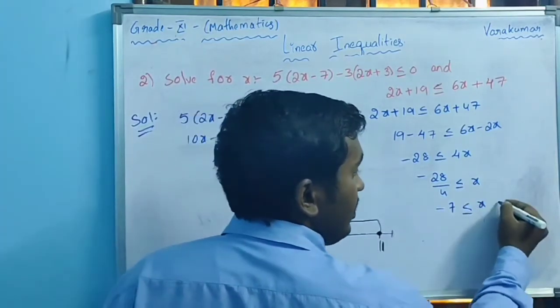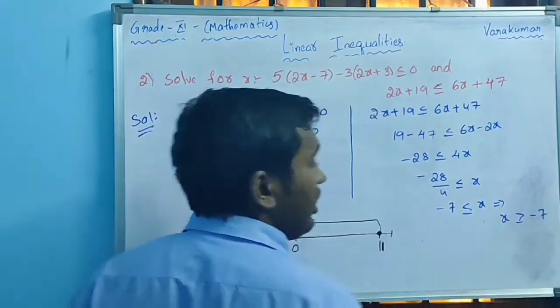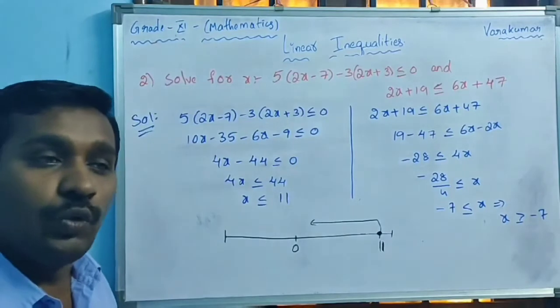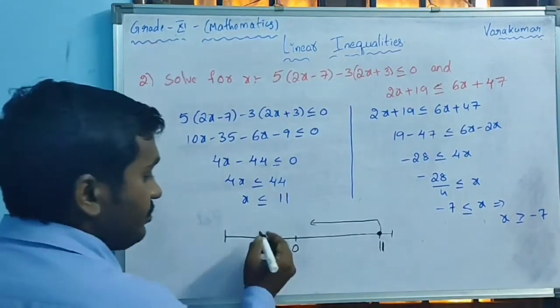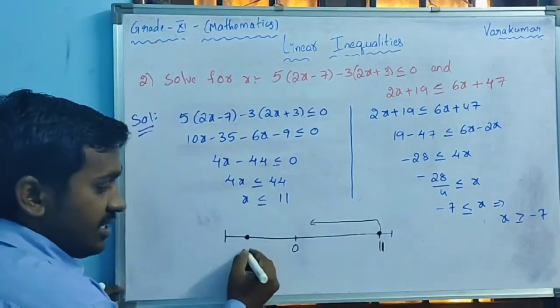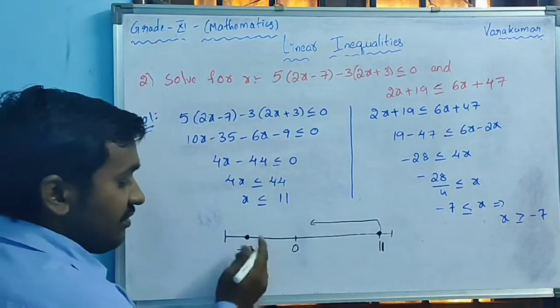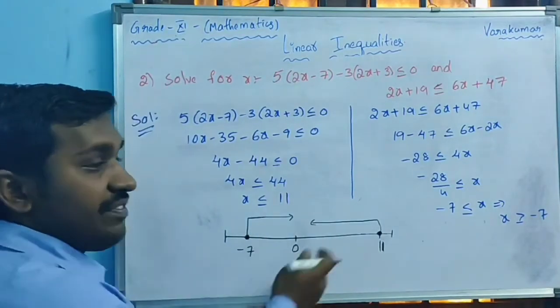It means you can rewrite this as x greater than or equal to minus 7. It means minus 7 and above. If you do the same number line, to the left of 0 the negative values will be there. So minus 7. So x greater than or equal to minus 7. It means minus 7 and above.